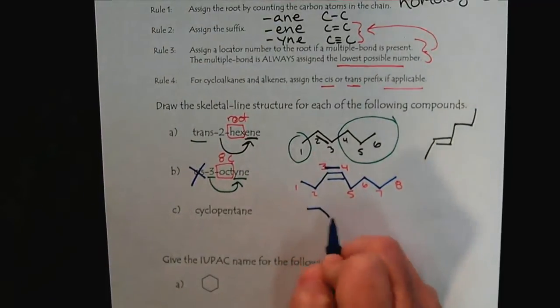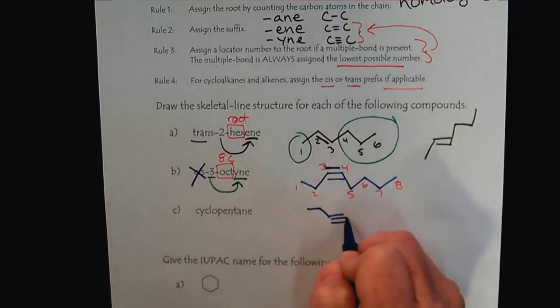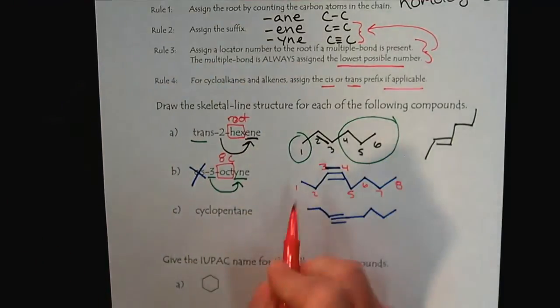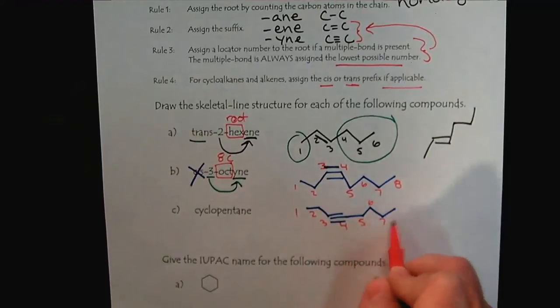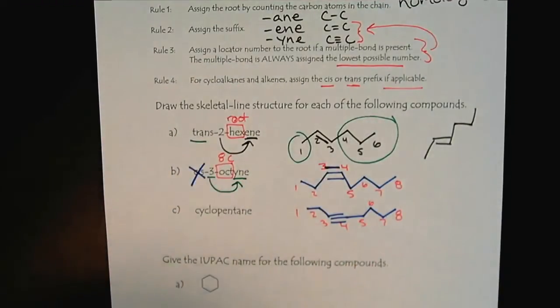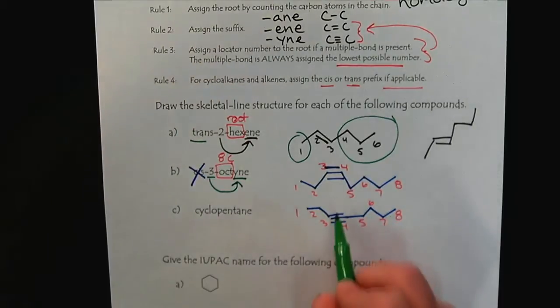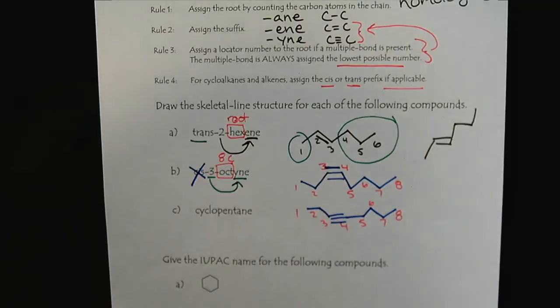1, 2, there's our 1, 2, 3, 4, and then 5, 6, 7, 8. Most commonly with alkynes, you'll see it straight away because of this linear angle there. Okay, well, I think that one will be all right.